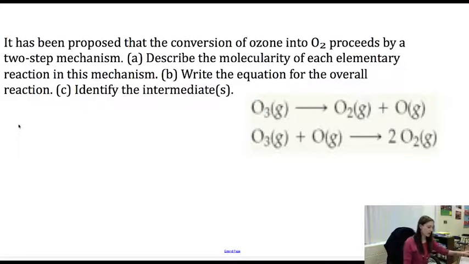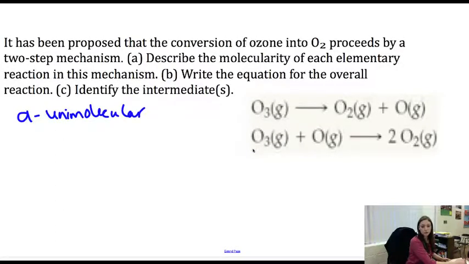So in the first one, in A, my molecularity. Well, for the first reaction, I have one reactant, so that's going to be unimolecular. In the second reaction, I have two reactants, so that one's going to be bimolecular.